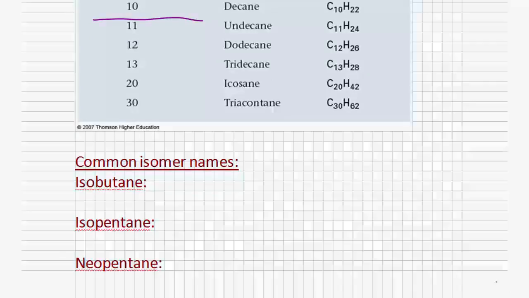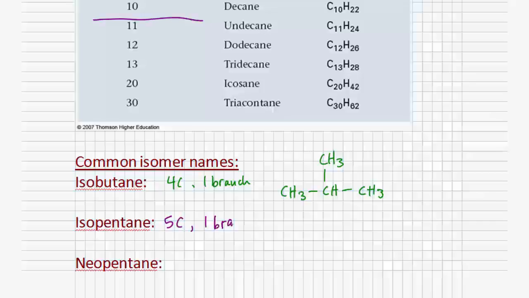There are also going to be some common names for some isomers, which we need to be familiar with. So, like I mentioned before, when we have iso at the beginning of a name, that usually means we've just made one branch. So isobutane still has 4 carbons, but we'll now have one branch. So we'll do CH3, CH, CH3, and then a new CH3 on that second carbon. So that's isobutane.